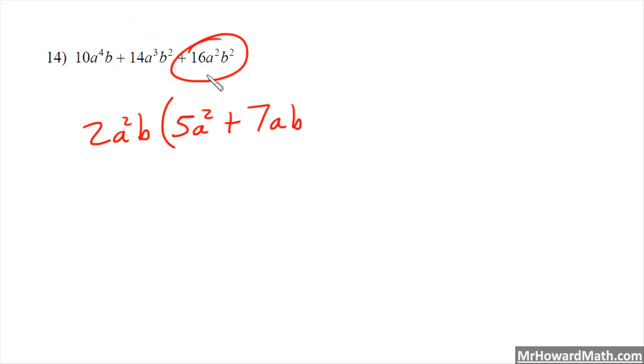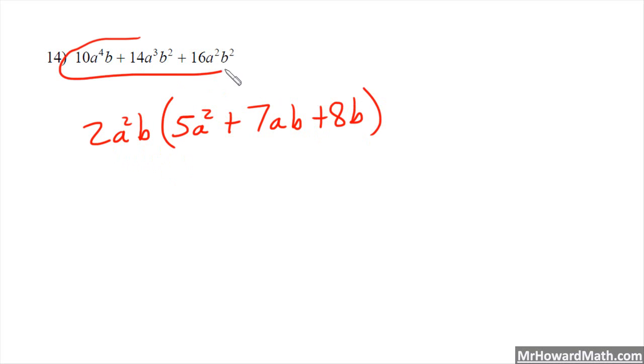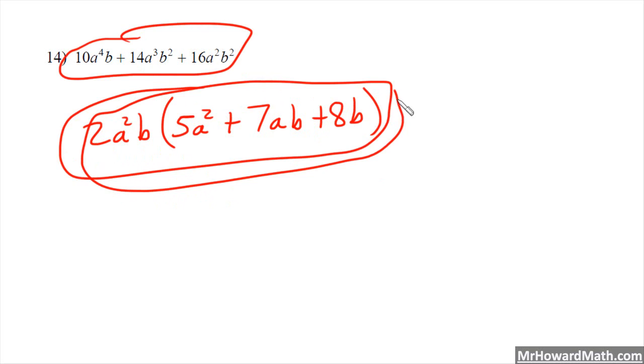Now this one. So this 16 divided by this 2 is plus 8. A squared divided by a squared cancels. And b squared divided by b is just b. So altogether, this is equivalent to this, but I have taken the greatest common factor out in this form.